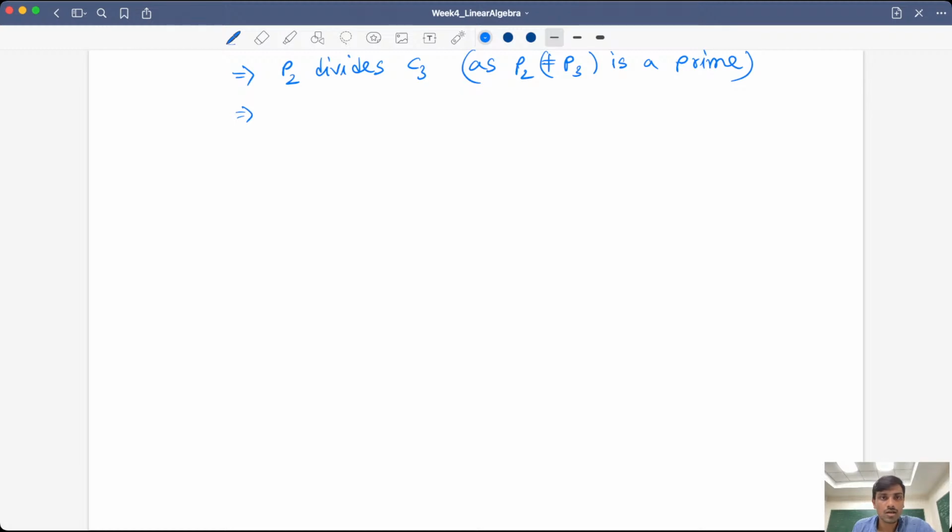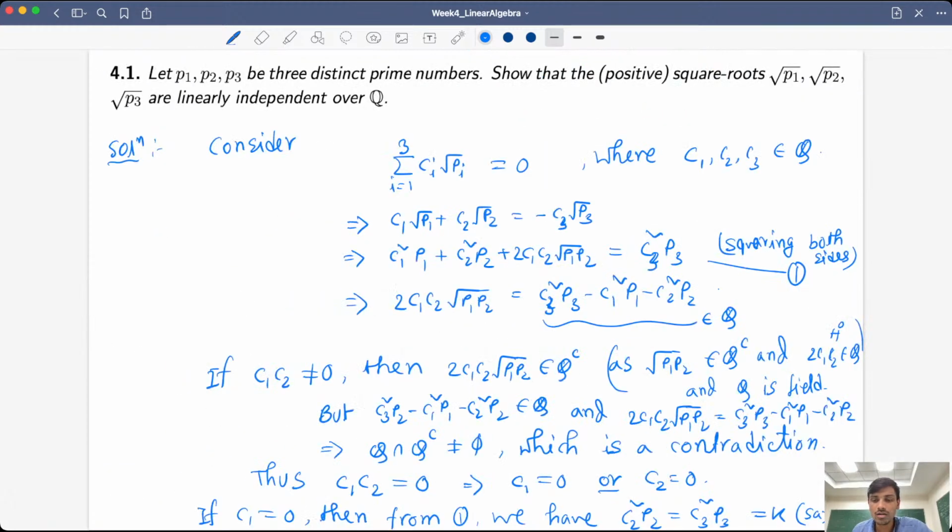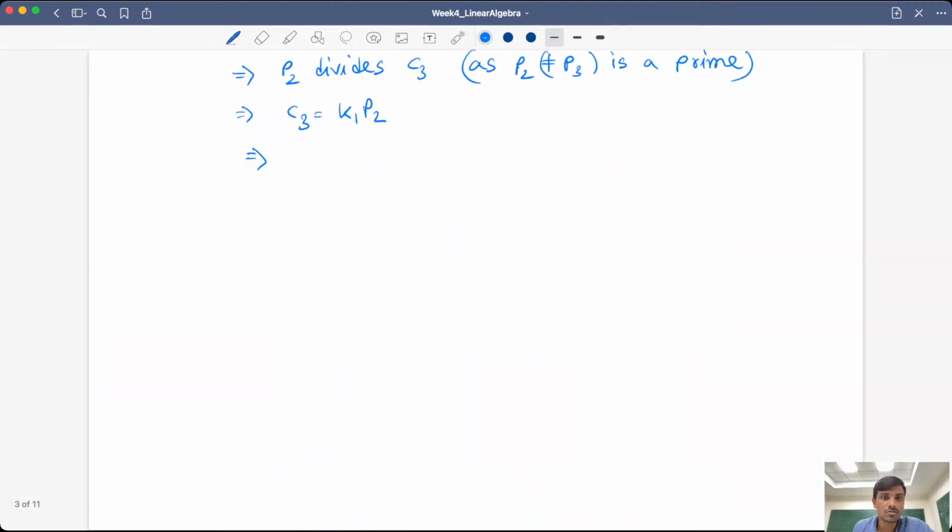So this implies I can write C3 equal to some K1 P2. This implies from this relation K equal to C3 square P3. So K equals C3 square P3 equals K1 square P2 square P3. So here look at the coefficient, the exponent of this P2 is at least 2, or some power of 2.